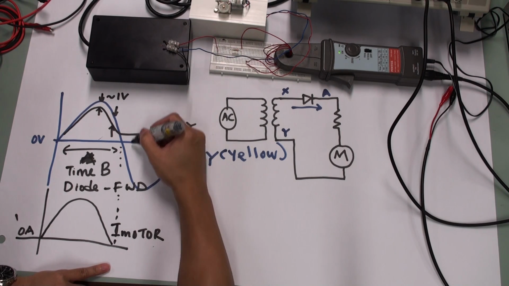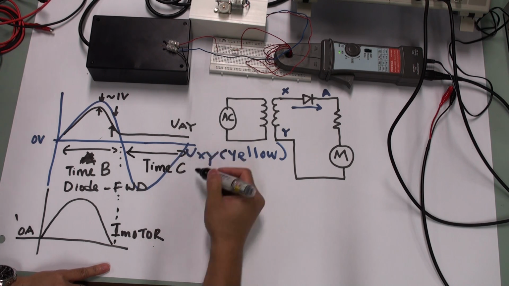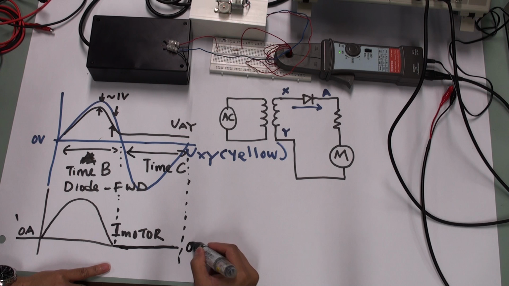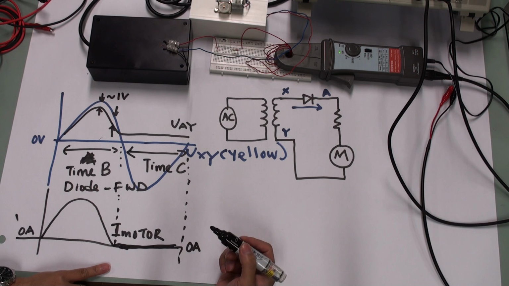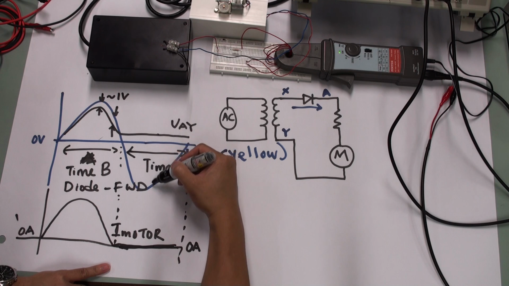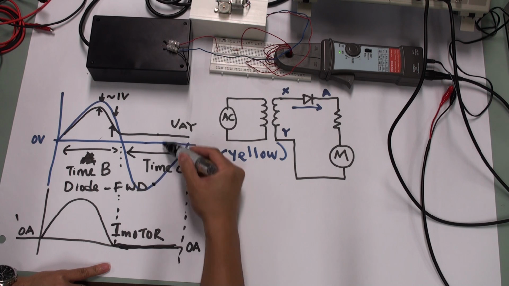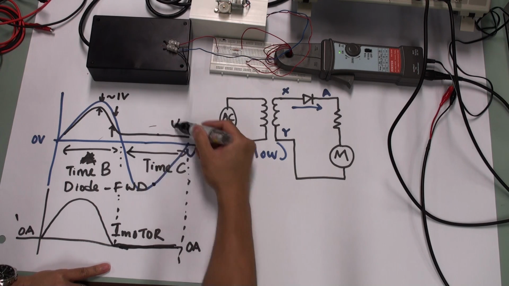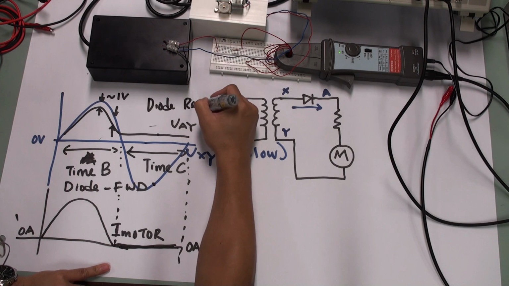And at this time, I shall call it time C. At this period of time C, our motor records 0 amp. So during this time, whereby it's 0 ampere, the diode is being reverse biased. Vx, this point, is smaller than VA, this point. So during this whole period, the diode is reverse biased.